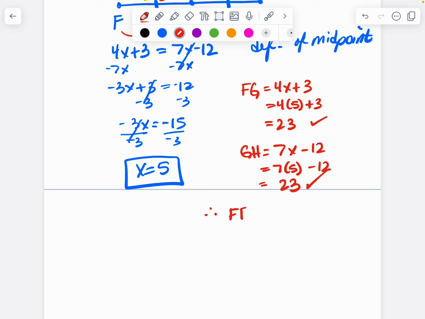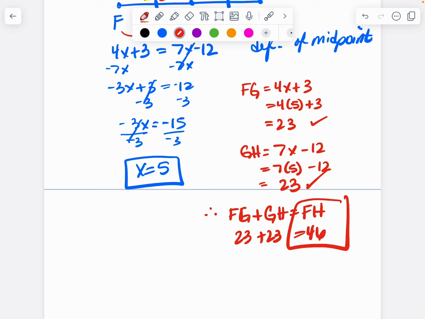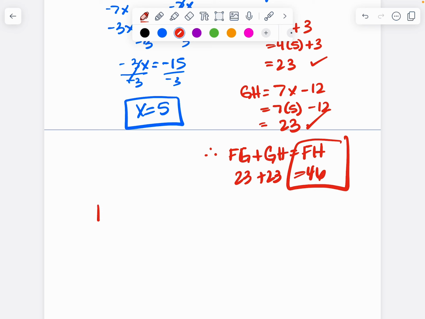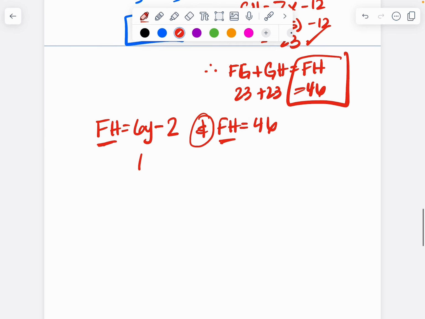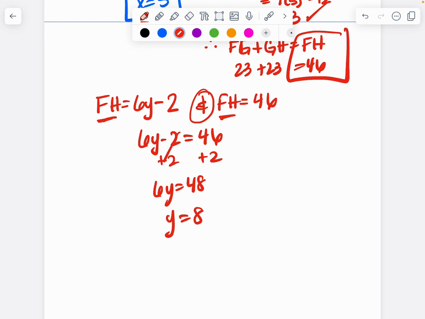Therefore, FG plus GH has to equal FH. 23 plus 23 equals 46. So now I have a value for FH. But I also told you that FH equals 6y minus 2. And FH equals 46. Since they're the same thing, now I can set them equal. 6y minus 2 equals 46. Add 2. 6y equals 48. Y is 8.